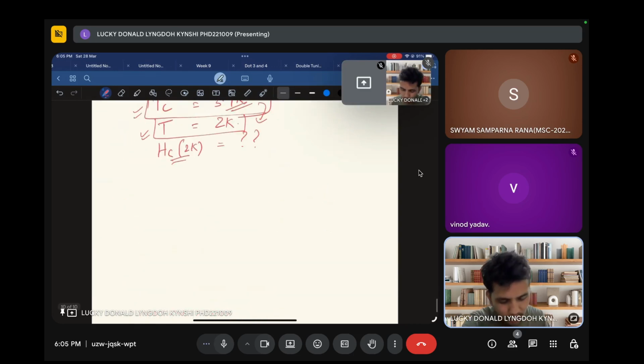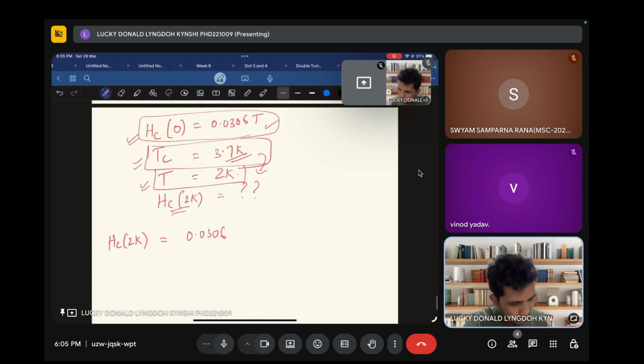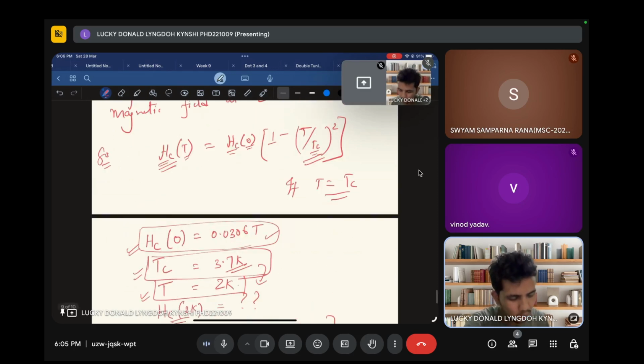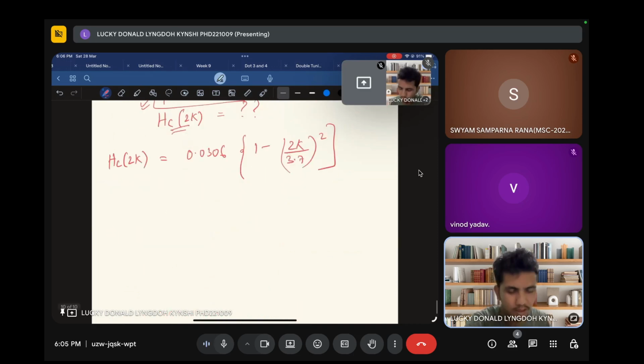Then we substitute Hc at 2 Kelvin. What will happen is 0.0306. You can substitute this as Hc0, and 1 minus the temperature, 2 Kelvin by 3.7 Kelvin, whole square. Okay, here I have substituted these values into your main equation. I will name this as equation 1.